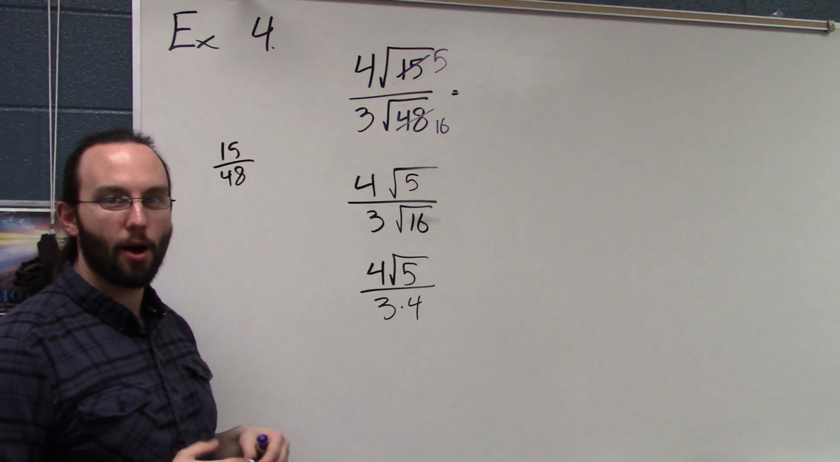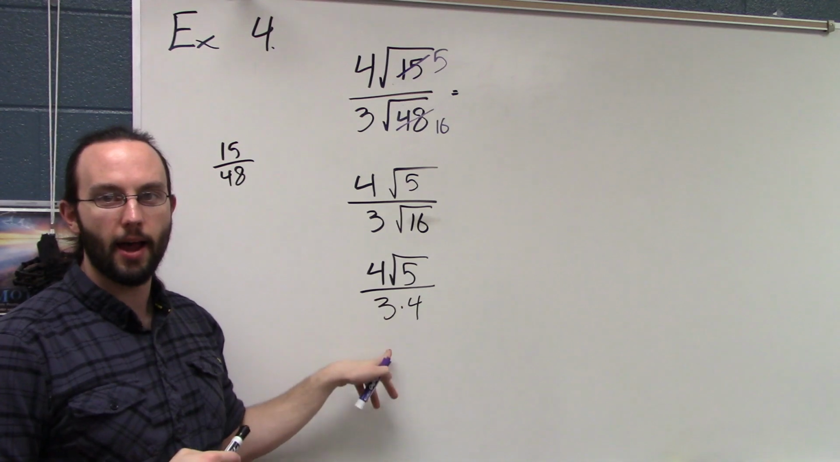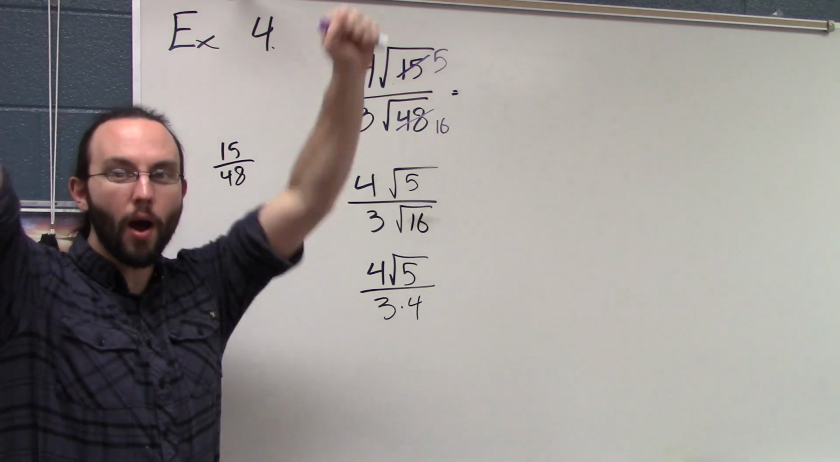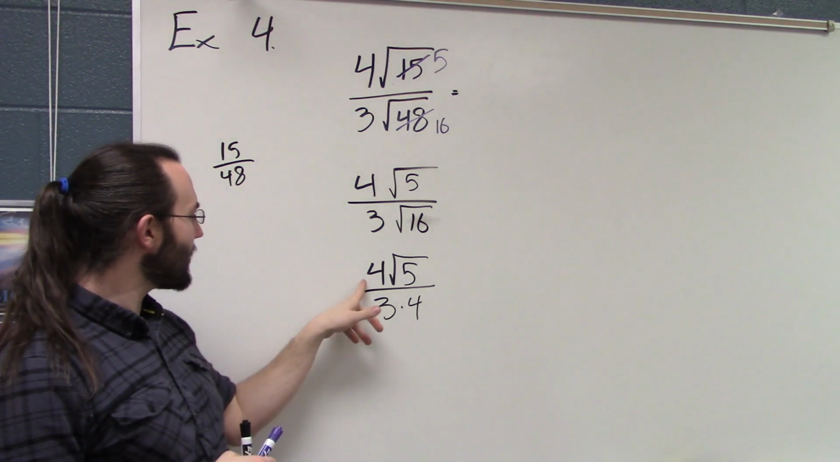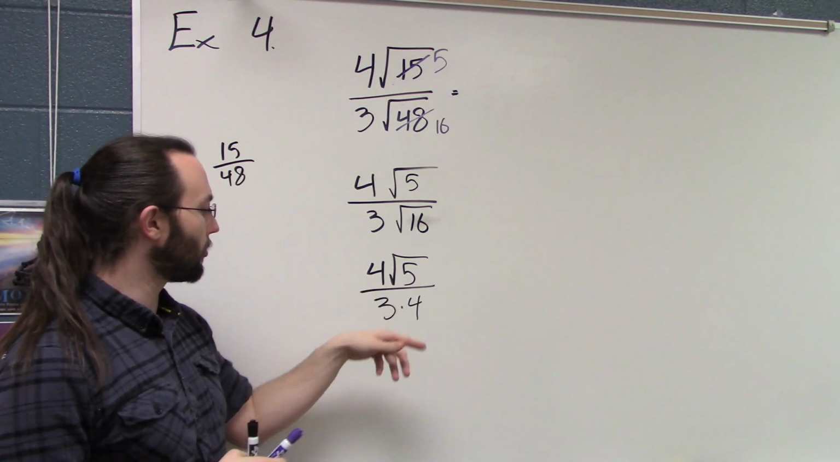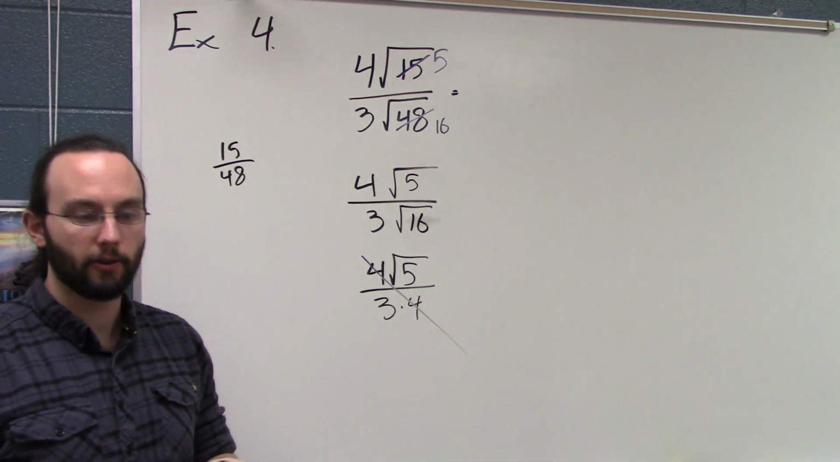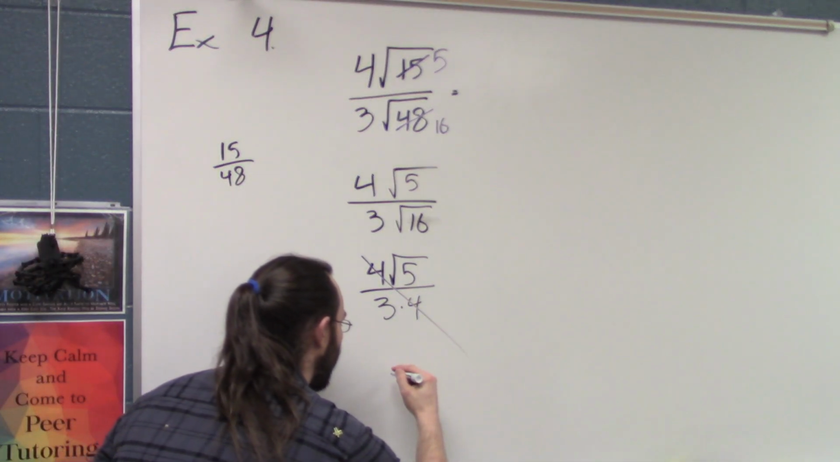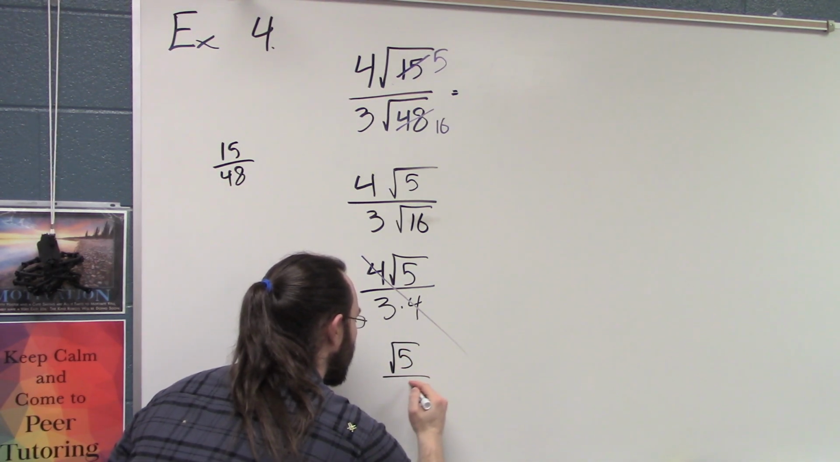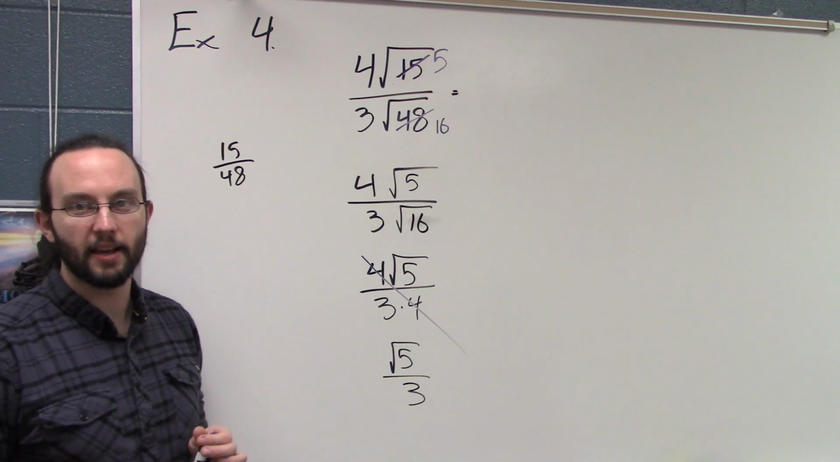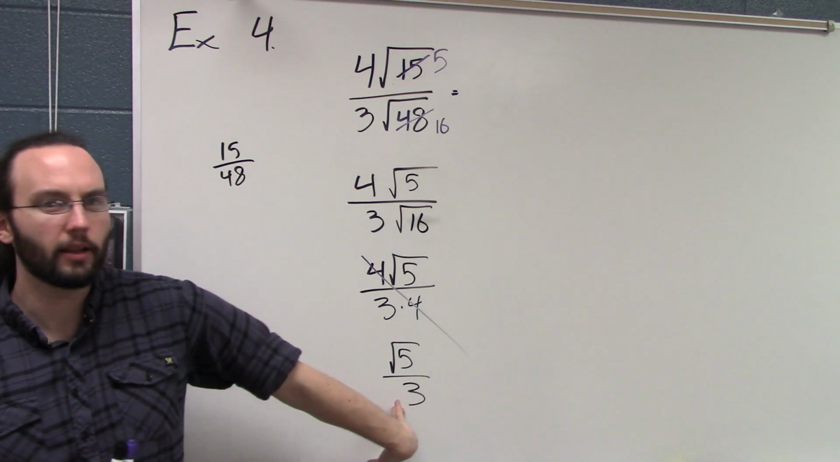And notice, now I have a 4 in the numerator and a 3 times 4 in the denominator. If you saw that 3 times 4 and went 12, well, you're correct. But right now I have the 4 clearly visible both on the top and the bottom. So we can cancel those off and just rewrite this as root 5 over 3.